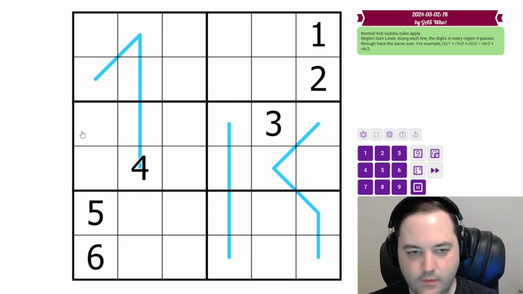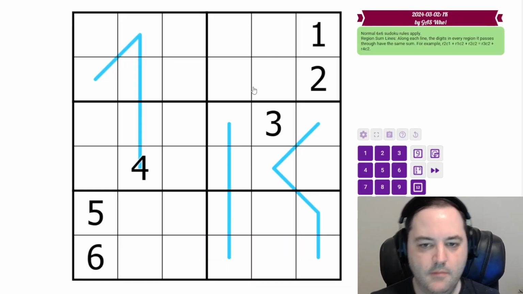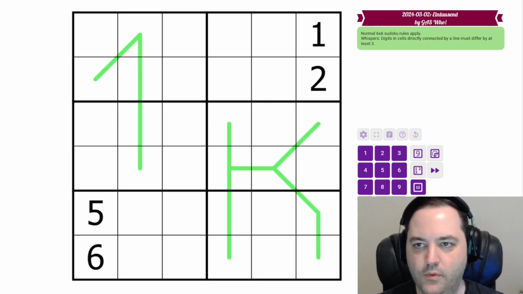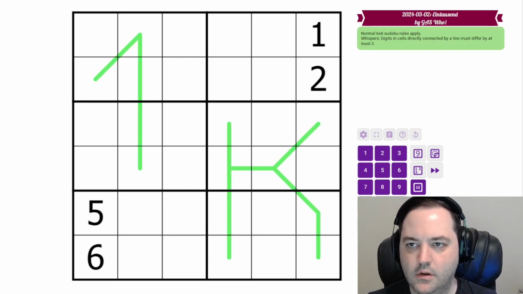And I can tell you this was actually made after this one. So the same pattern for the 1 and K, and a similar pattern with the givens. This one has more givens. This is a region sum line. So I should pause this one.